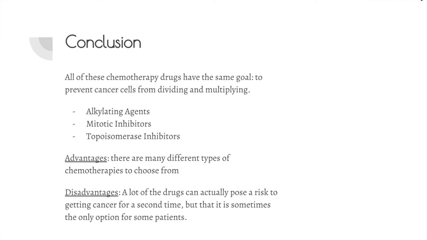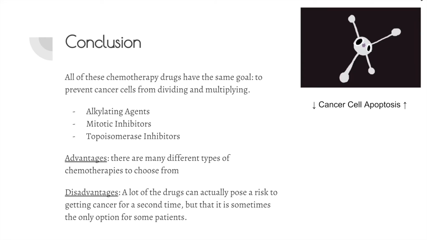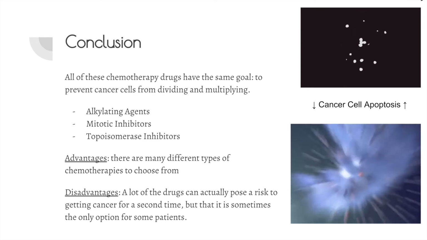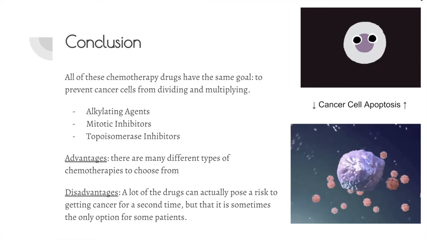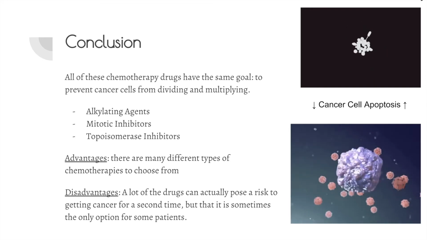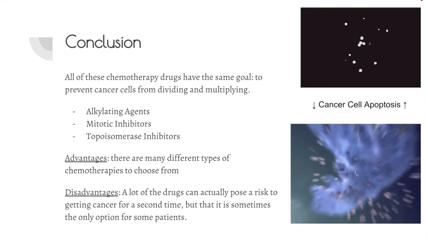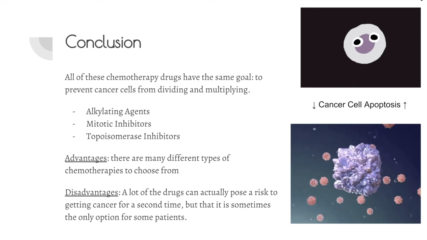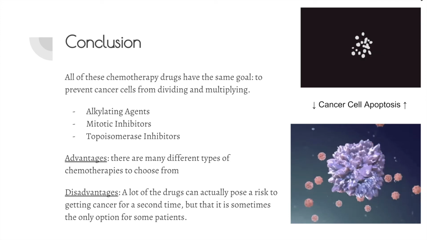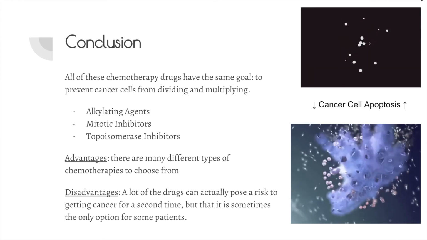In conclusion, all of these chemotherapy drugs have the same goal: to prevent cancer cells from dividing and multiplying. The 3 types of chemotherapy that we talked about were alkylating agents, mitotic inhibitors, and topoisomerase inhibitors. Aside from these 3 chemotherapy drugs, there are a multitude of others. In a world with increasingly more personalized medications, there has been a shift to treating cancer with gene-specific drugs known as gene therapy.